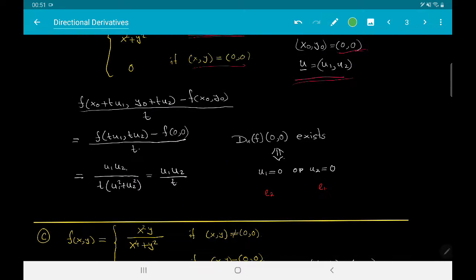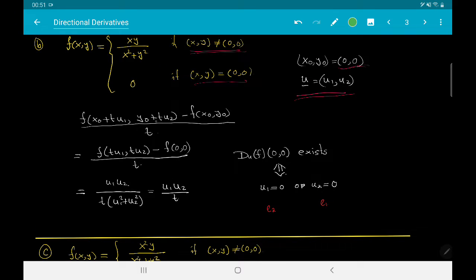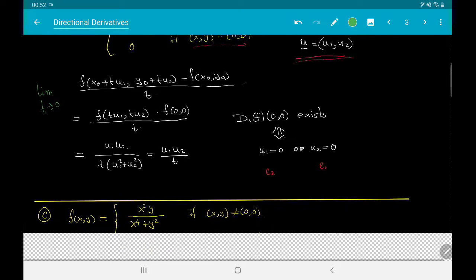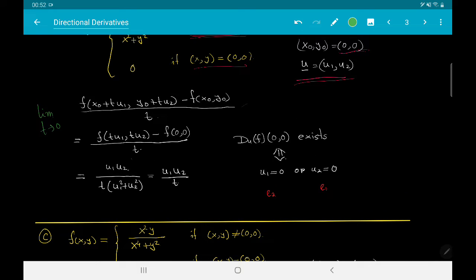So what we do is that we take f of (x0 + t·u1, y0 + t·u2) minus f of (x0, y0), divided by t. Of course we want to compute the limit of this expression as t tends to 0, but let us now try to simplify this expression. If you do all the calculation correctly, you will reach the following expression: u1 u2 divided by t times (u1 square plus u2 square).